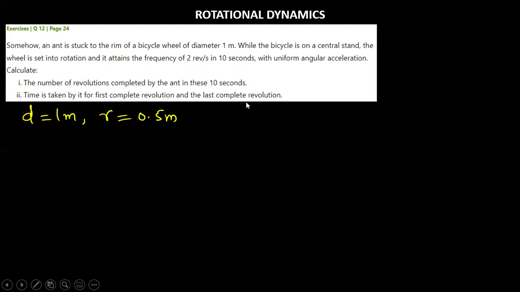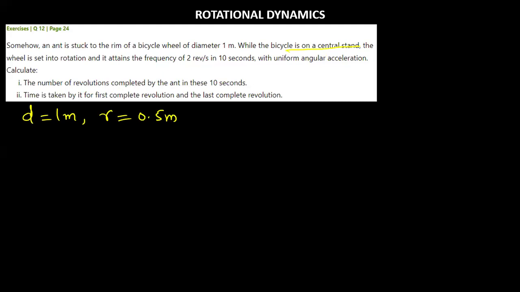While the bicycle is on a central stand, the wheel is set into rotation and it attains a frequency of 2 revolutions per second in 10 seconds. So this is given to us that the wheel is on a central stand. The wheel is on a central stand means it is not moving. The bicycle is on a central stand means the bicycle is not moving, it is at rest.